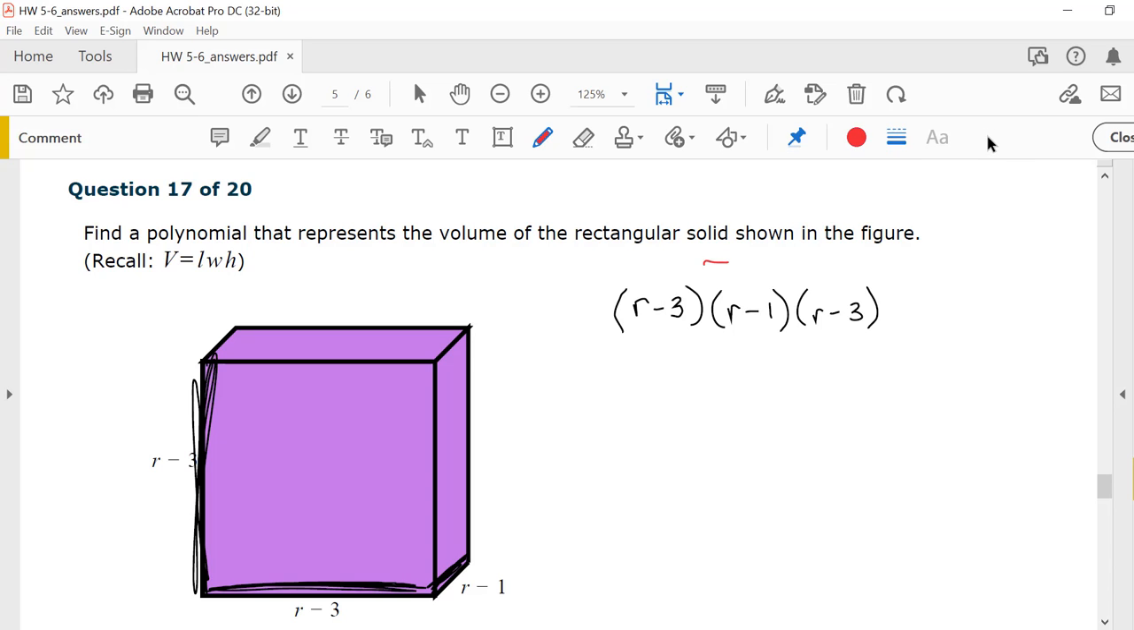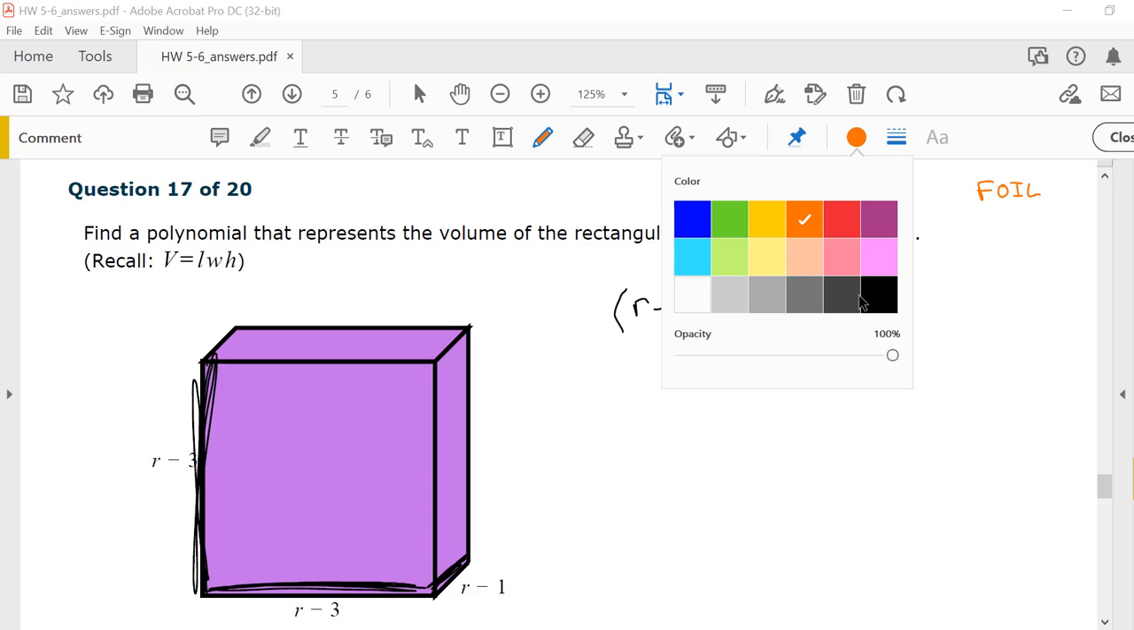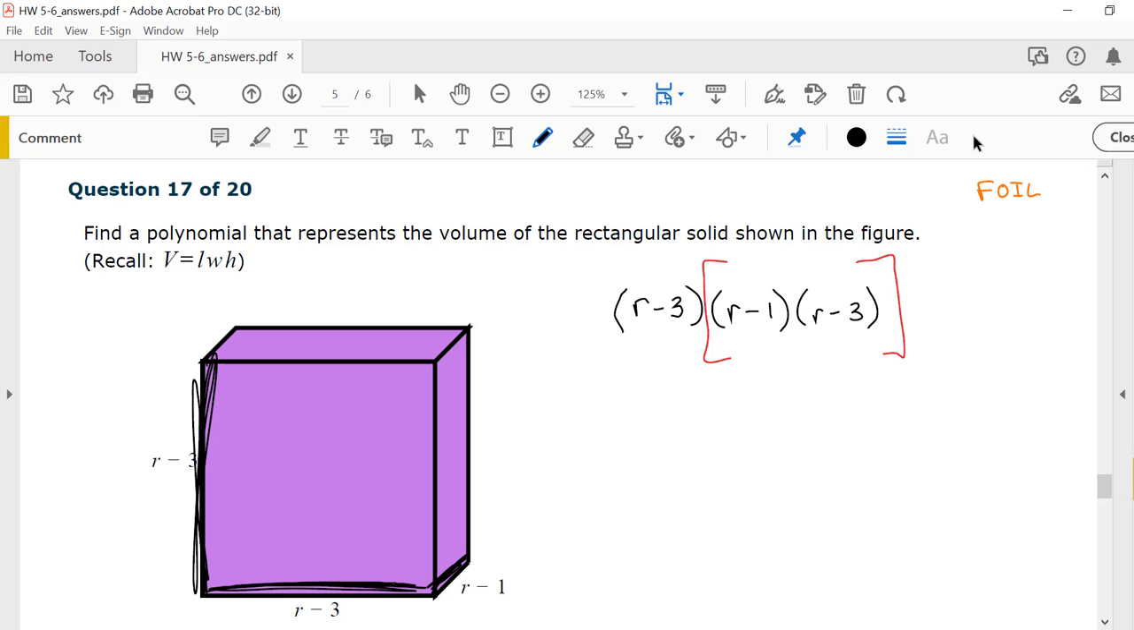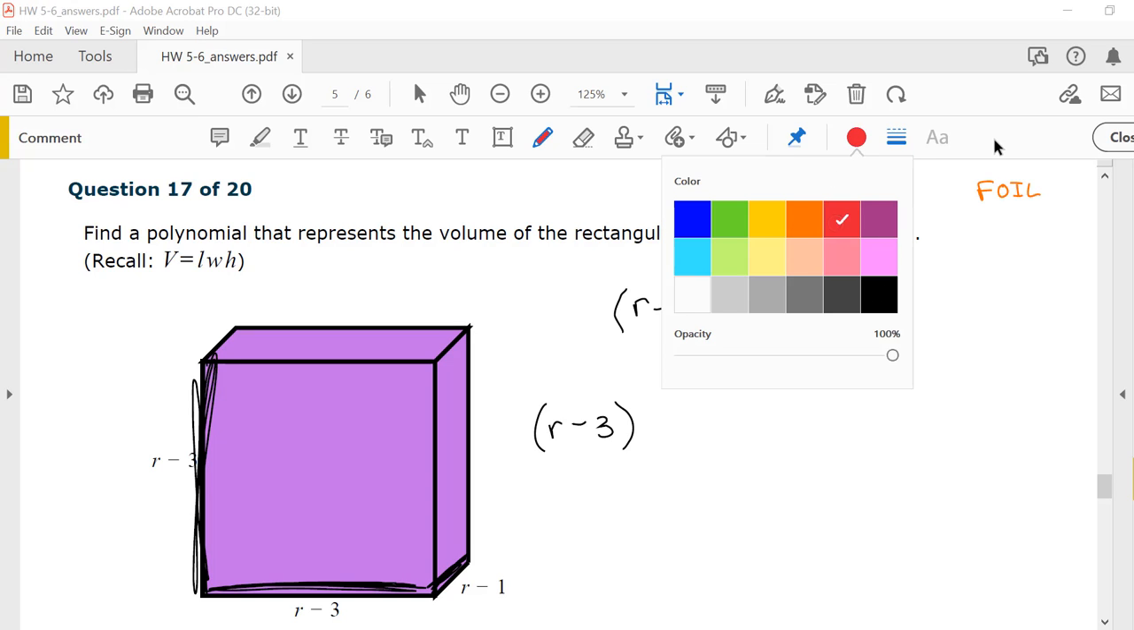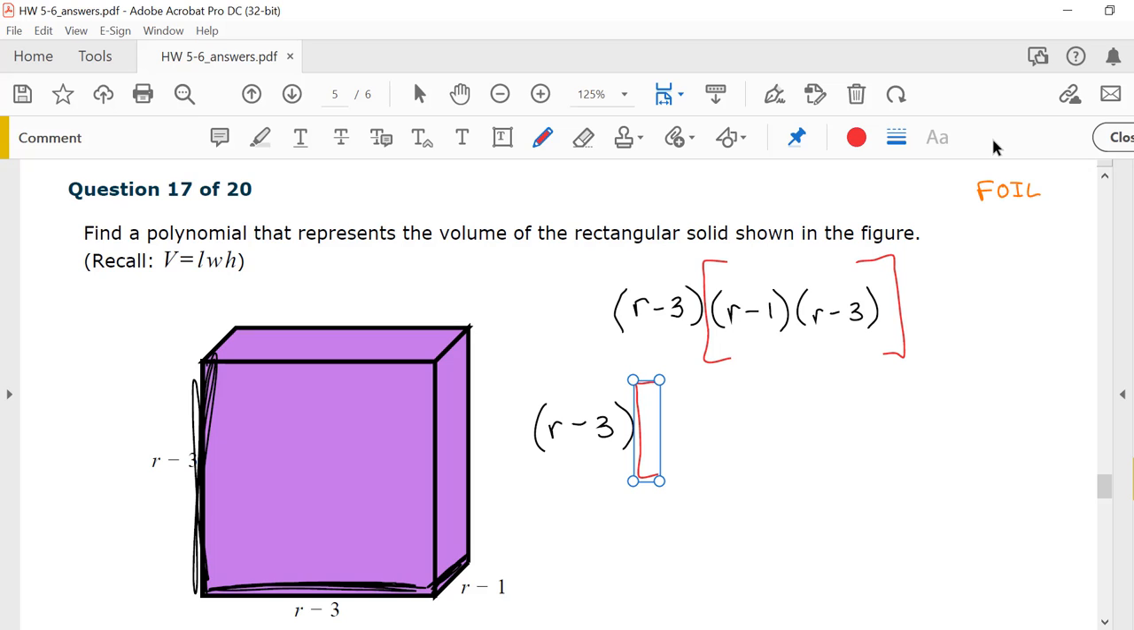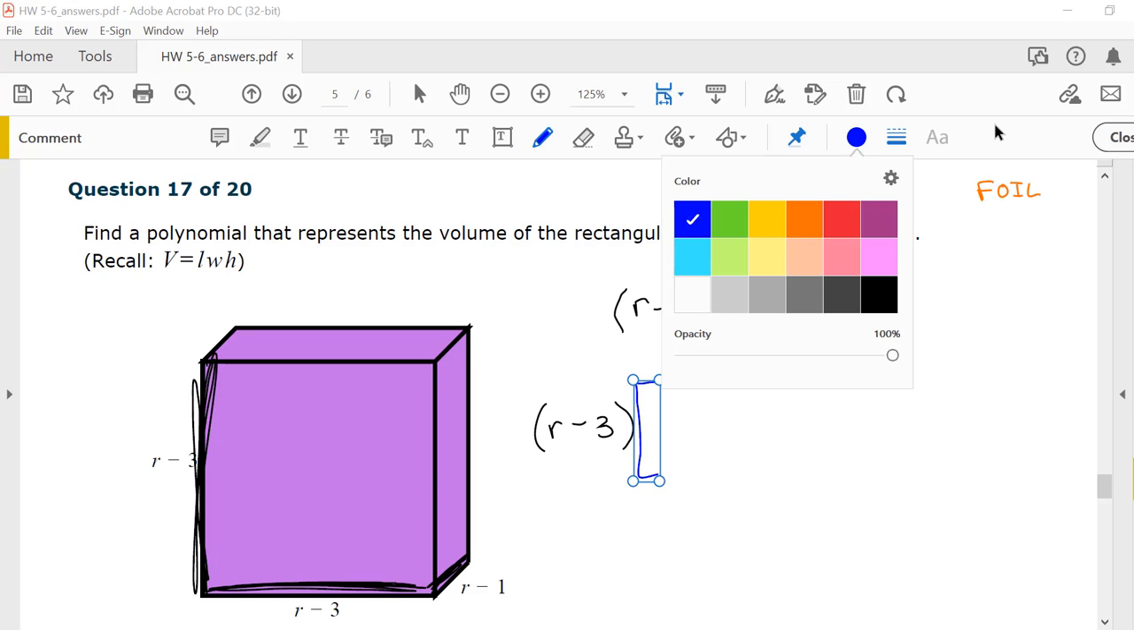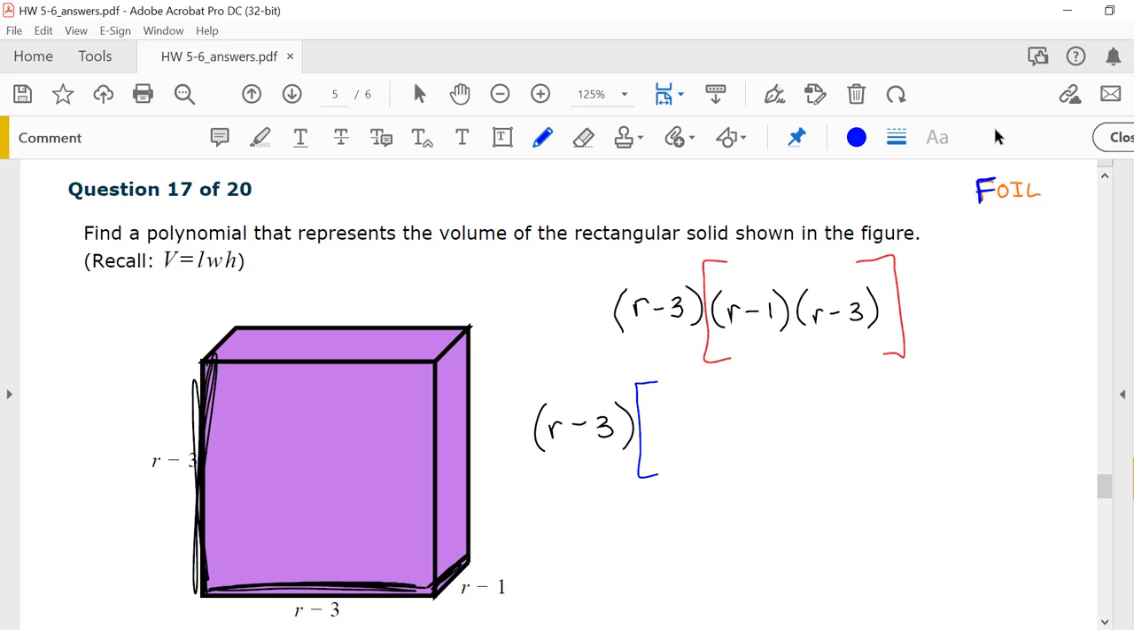So I'm going to do this first, r minus 1 times r minus 3. I need to go FOIL. I'm going to leave the r minus 3 out here by itself. R minus 3 stays there. Okay, here comes what's in the red. First terms, r times r is r squared.